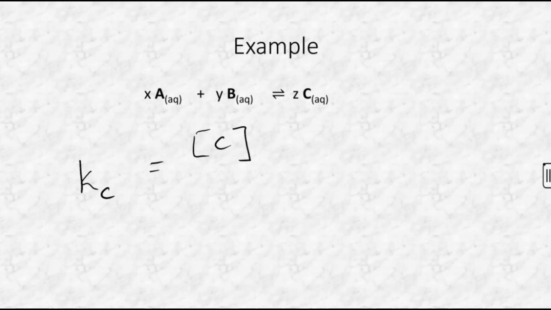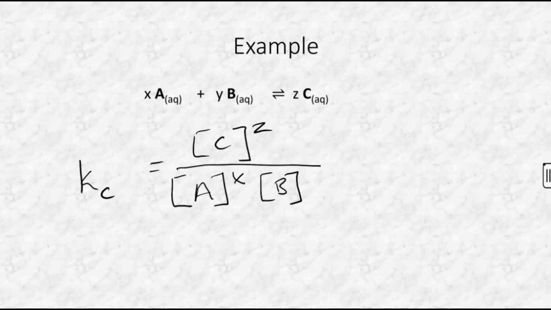to the power Z, whatever Z is, the number of moles of C in the balanced equation. And that value is over the concentration of A to the power X, X was the number of moles of A in the balanced equation, times the concentration of B to the power Y, Y being the number of moles of B in the balanced equation as well.